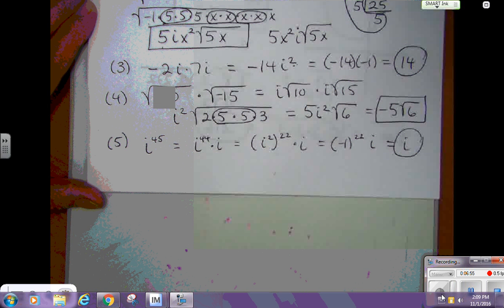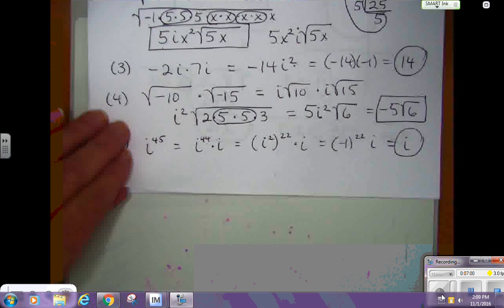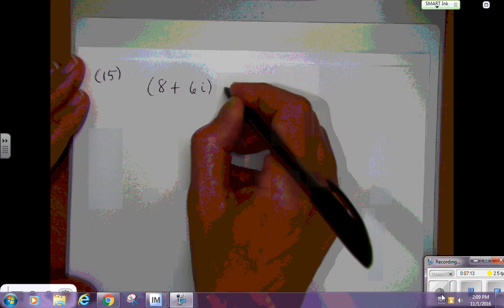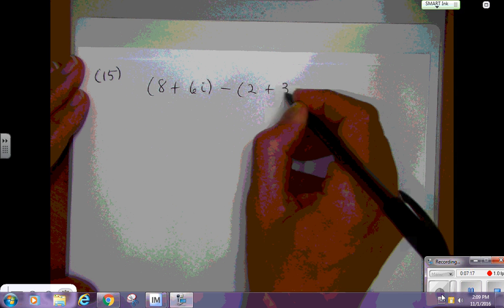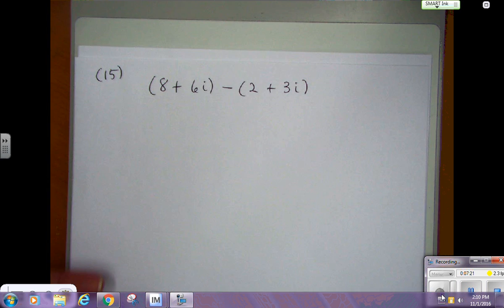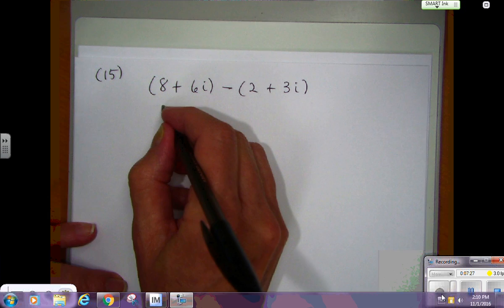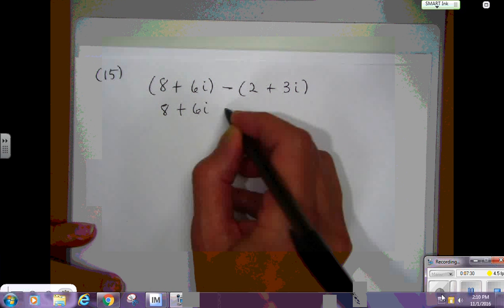Okay, I'd like to do a couple more problems. Let's look at 15. You're adding and subtracting complex numbers. So the hardest part on this one is to remember to distribute the negative all the way through that second binomial. So if you wrote this without parentheses, you'd have 8 plus 6i minus 2 minus 3i.